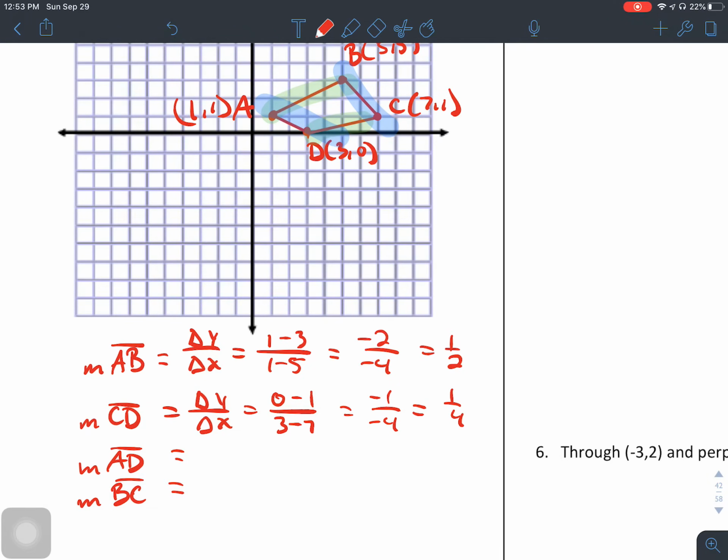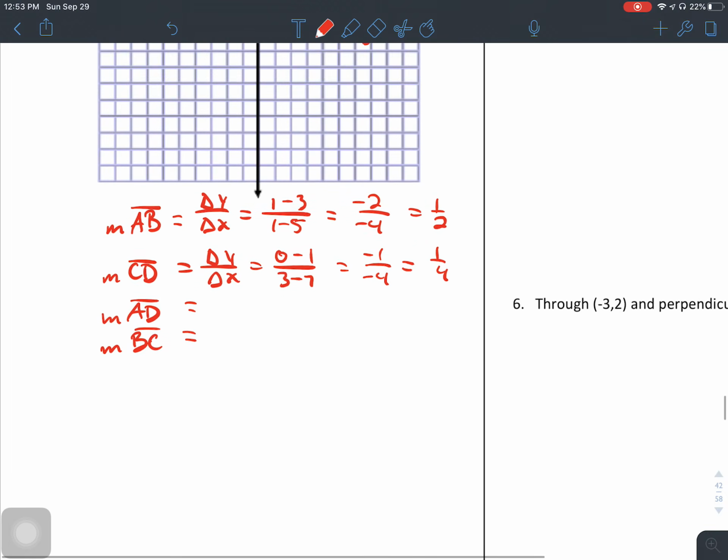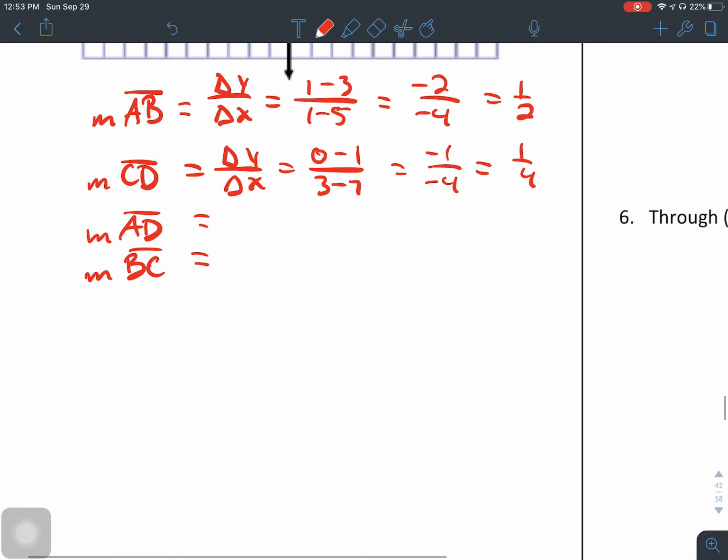We can stop right now. We don't have to find any more slopes. A rectangle has opposite sides with the same slope. We just found opposite sides have slopes that are different. So they couldn't be parallel. So it doesn't matter what happens with the rest of them, because it doesn't fit the definition. Question was, is this a rectangle?